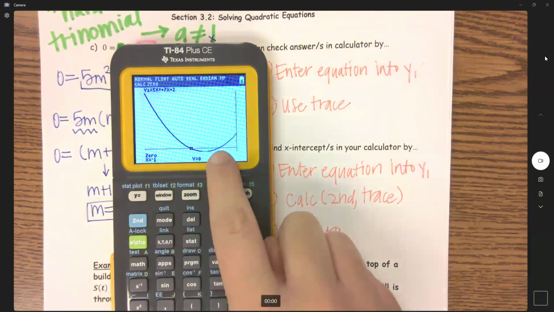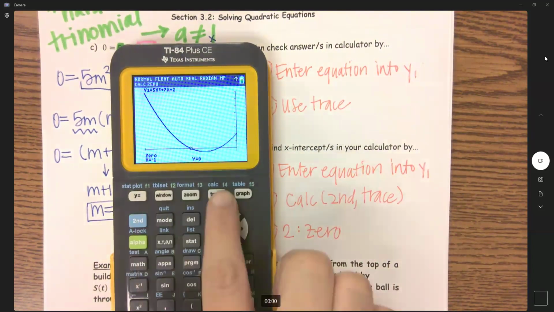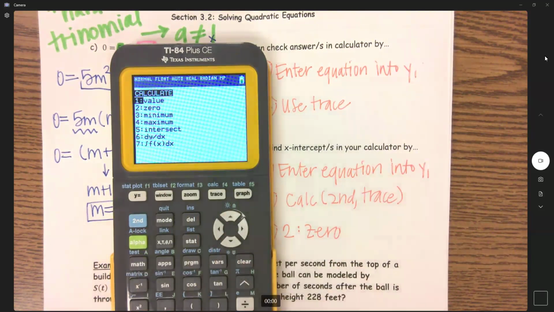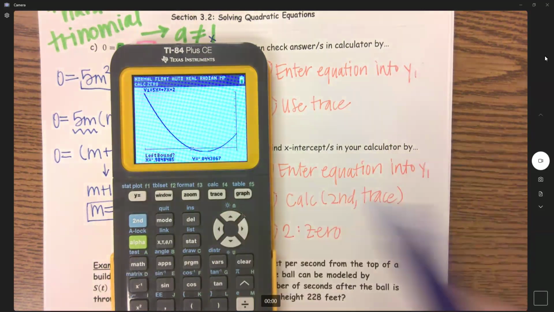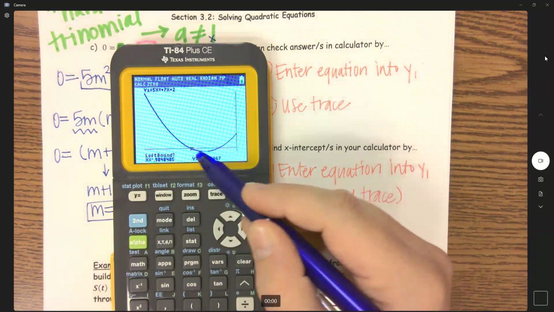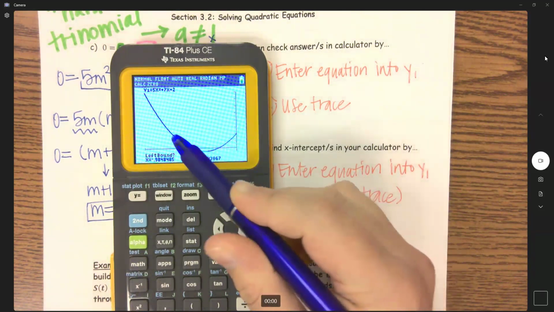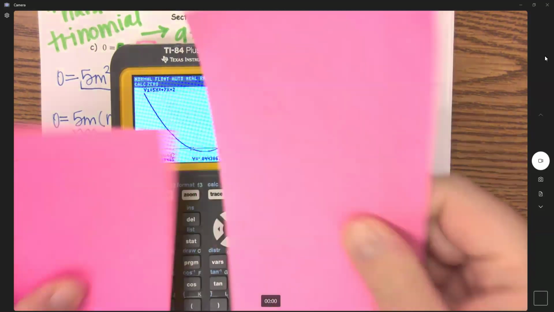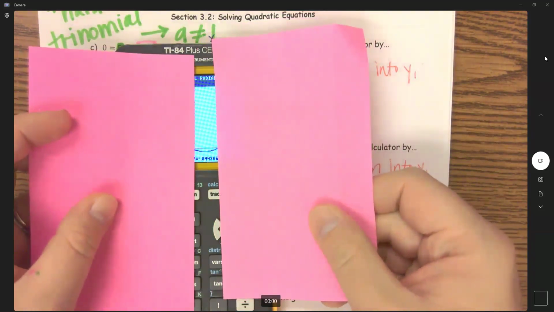Now, if I wanted to find this one here, I'd go through the process again. Second trace, we want number 2 for our 0. That 0 that we're talking about is right here, so I need somewhere to the left. This is to the left, but not so far left that I go past another x-intercept. So I need somewhere right here in between the two.